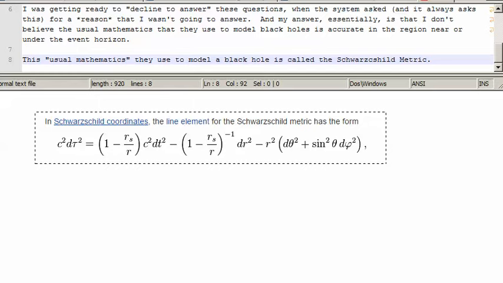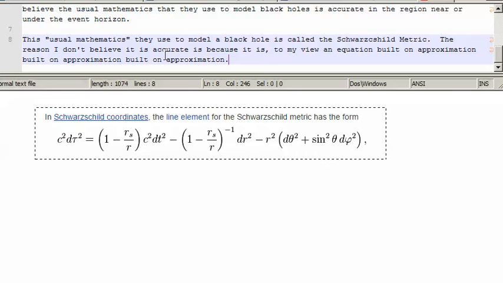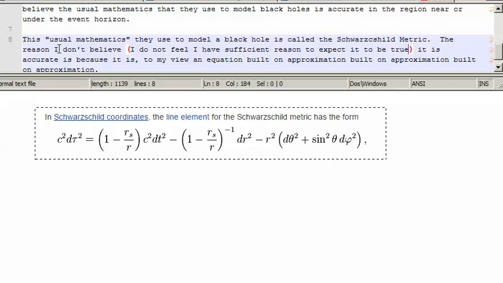The reason I don't believe it is accurate, and I use the word believe, when I say I don't believe it, I mean I do not feel I have sufficient reason to expect it to be true. The reason I do not believe it is accurate is because it is, to my view, an equation built on an approximation, built on an approximation, built on an approximation.